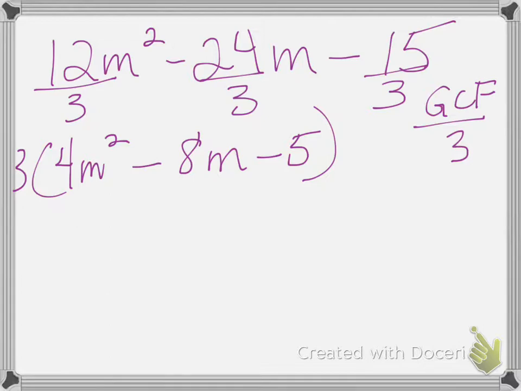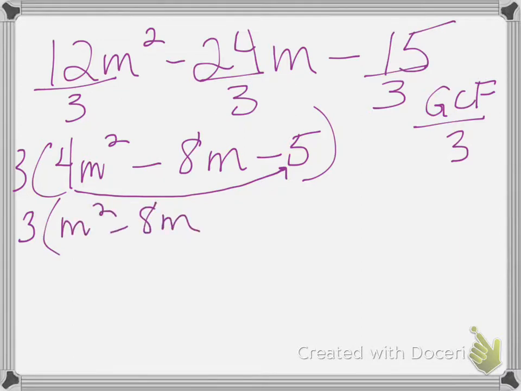Now, yes, it's still got a number at the beginning, so now we have to use the slip and slide method. Don't forget about that 3. It has to stay in the front. All right, so now I'm going to multiply the first term by the last term, and what do I get? 20. Good. m squared minus 8m minus 20. All right, so now this looks like a regular trinomial that we can factor.